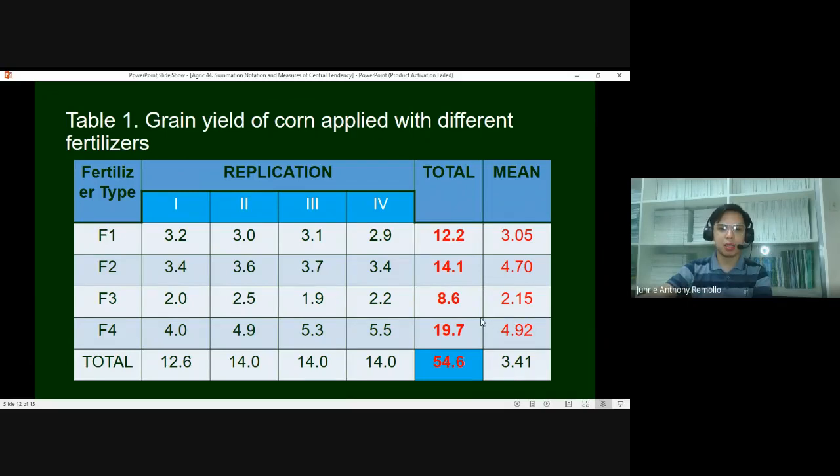Okay? So, that is all about the double summation. And that's the summation notation in general.